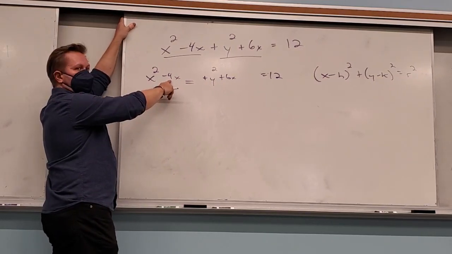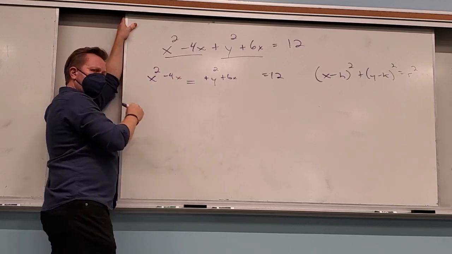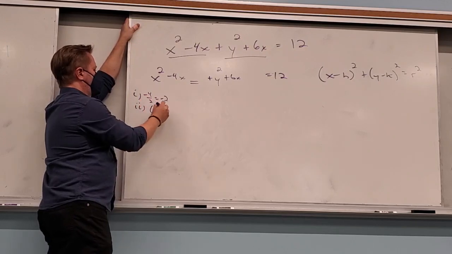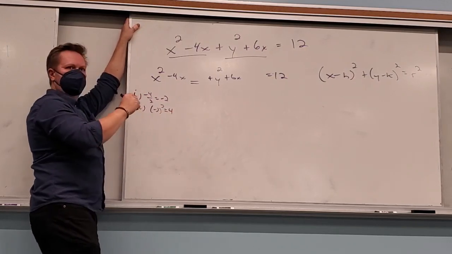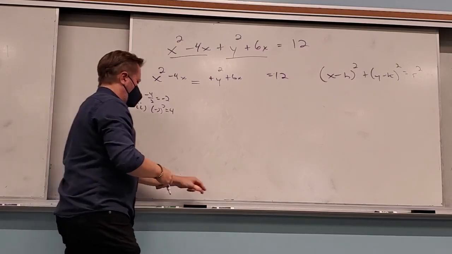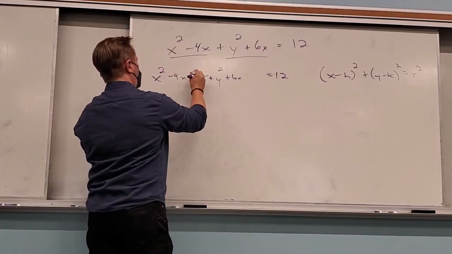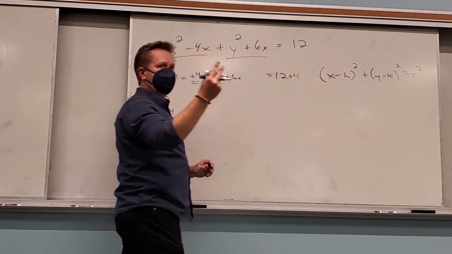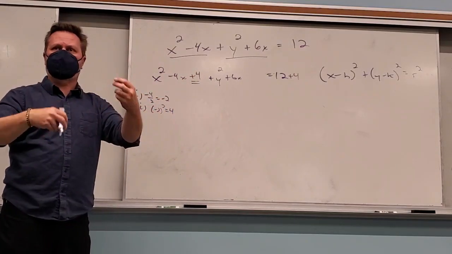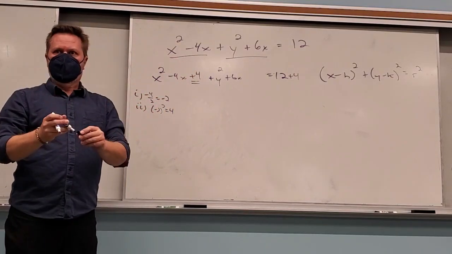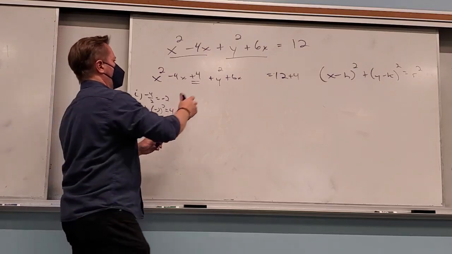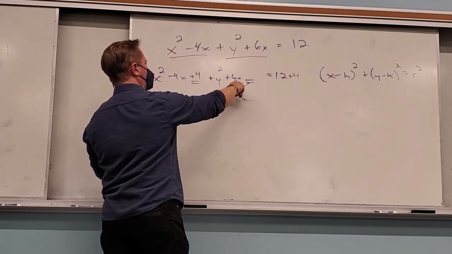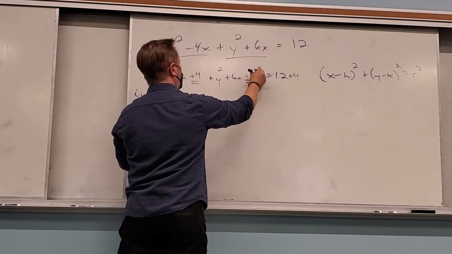Half of -4 is -2, squared is 4. You guys remember the steps? Half of -4. -2. Square -2 I get 4. That's right. So I'm going to add a 4. Since I have two sides, I can just add 4 to the other side. I don't have to do that weird subtract 4 Indiana Jones thing, right? Okay. What about here? Half of 6 is? Squared is? 9.